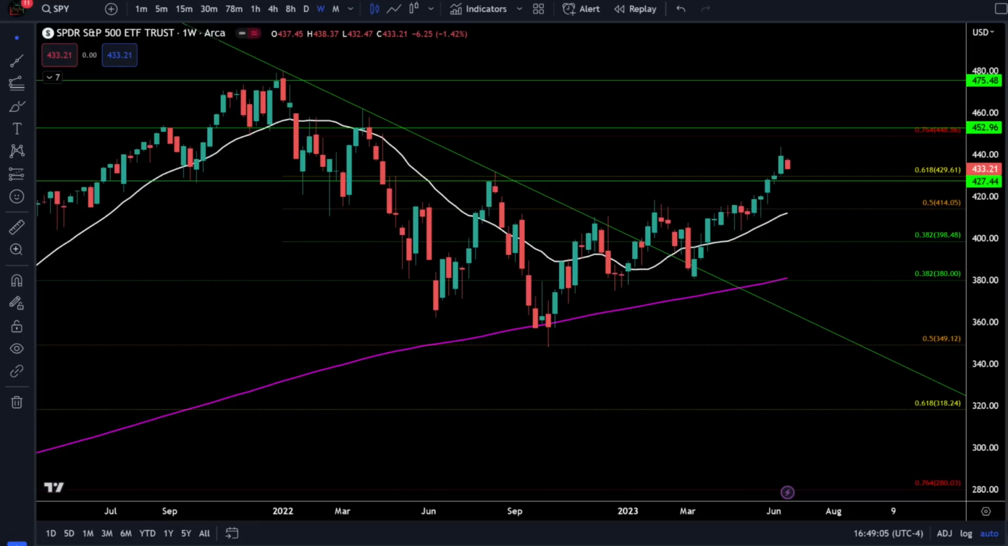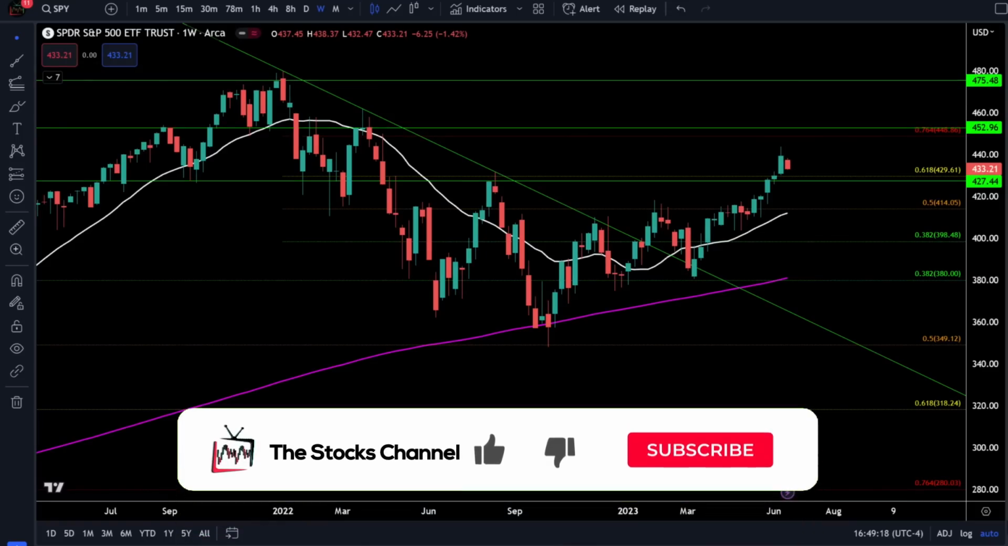Today I want to look at the weekly charts and answer the question: if the bear market returns, how are we going to know by following price action? As you likely know on this channel, we follow price action over everything else because price action is king, and today I'm going to show you exactly why that's the case.